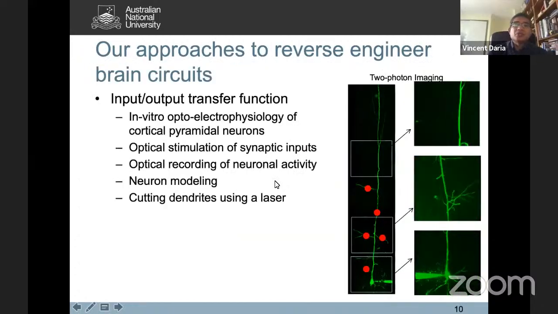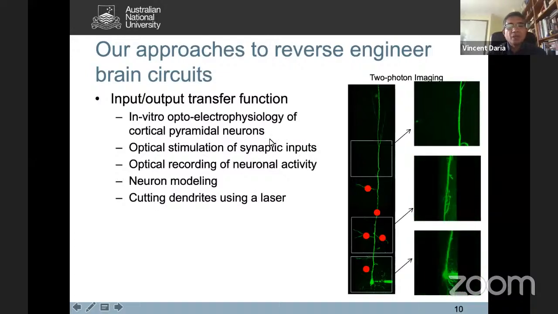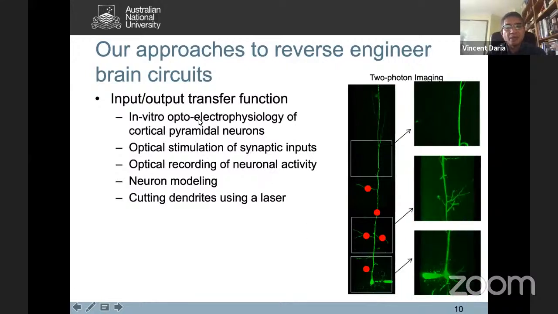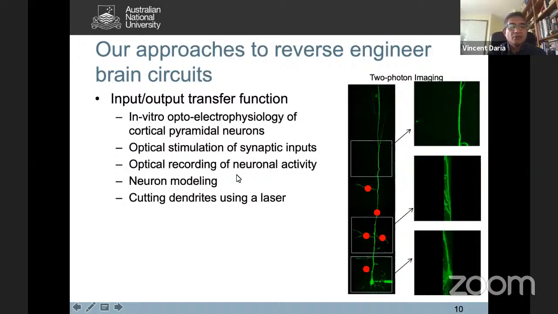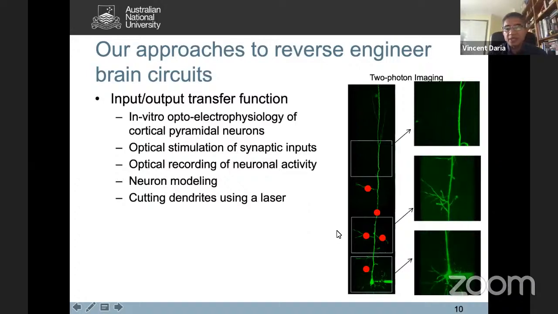So our approach is to reverse engineer the brain. We've developed an instrument called optoelectrophysiology. So we still use an electrode, that means the electrophysiology, but we use a lot of optics. We use optics to stimulate inputs. We use optics to record the activity. We also use neuron modeling, and we also use lasers to cut these dendrites.